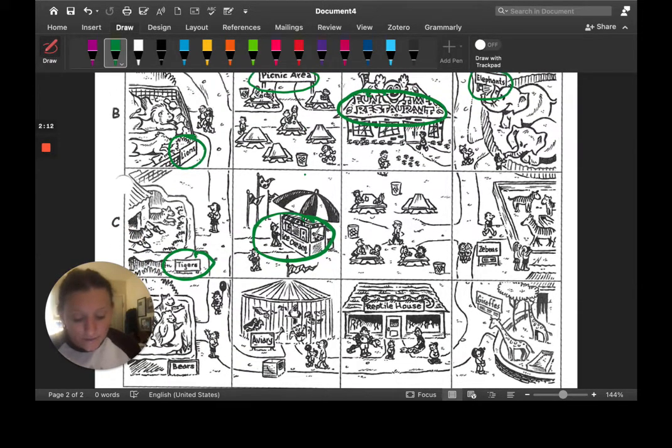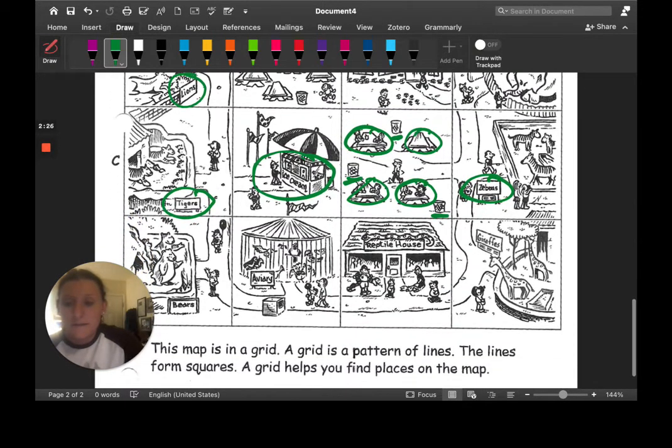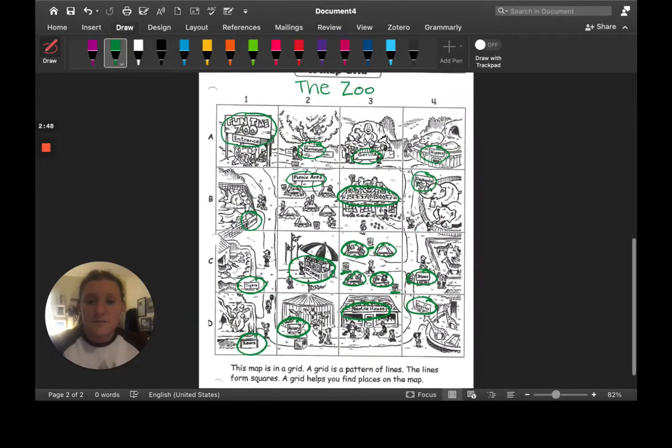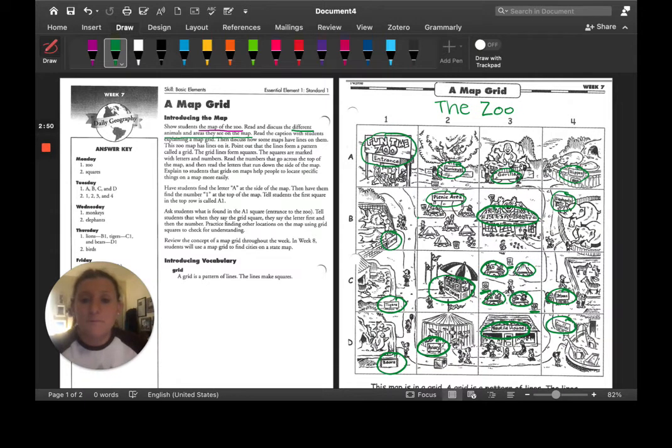And then next to that, again, we see another picnic area because of the picnic tables and also the garbage cans that are there. And then we see the zebra exhibit. And then at the bottom, we have the bears exhibit. And then they have the aviary, or like the bird exhibits. We have the reptile house. And lastly, we have the giraffe area. So these are all of the different places that this map is going to be showing us.